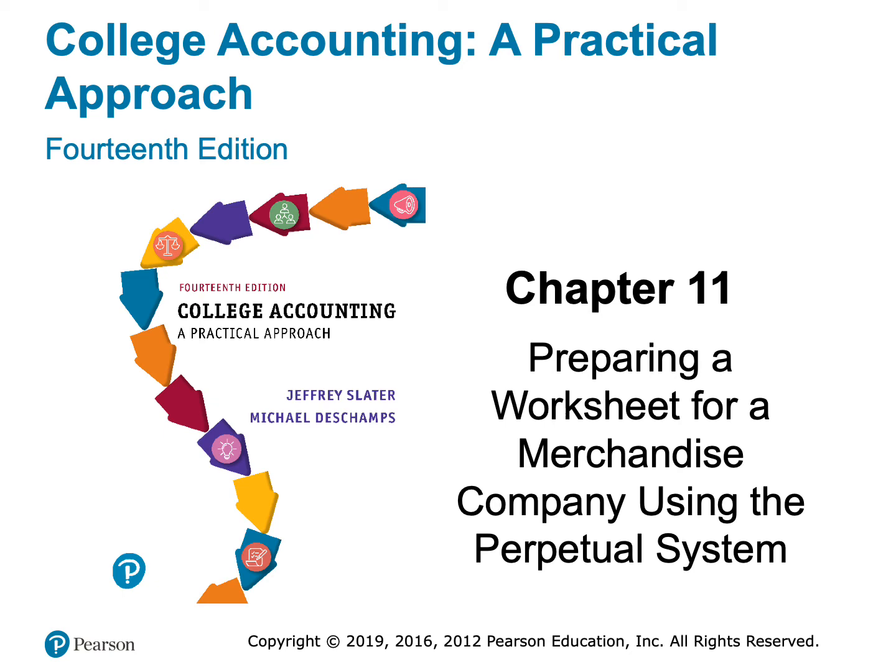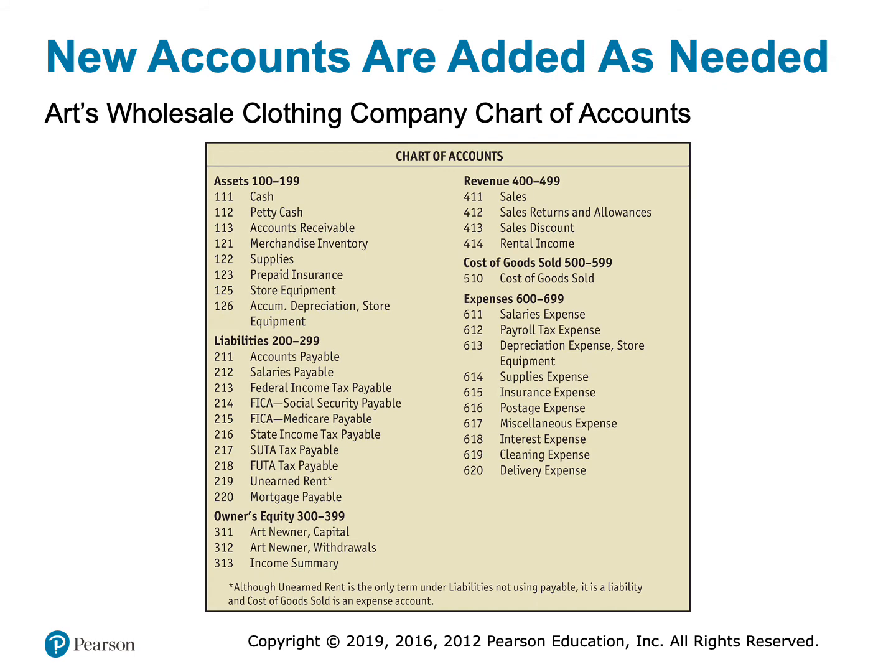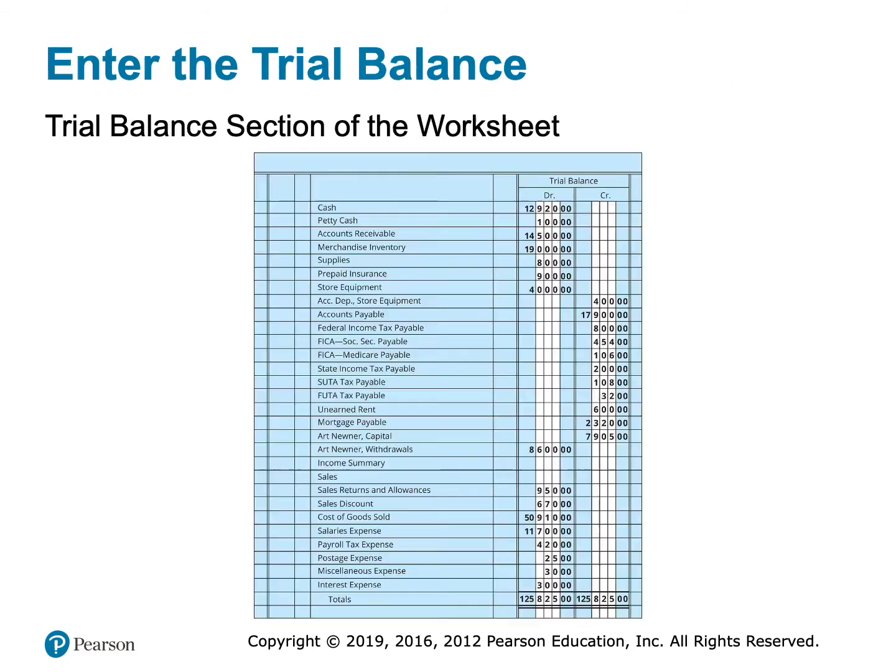So let's jump back into chapter 11 now. We're going to actually look at that worksheet now. Now remember, we have our chart of accounts, which lists all of the accounts that we're going to use in our company, and we'll add accounts to it as we need them. So this is just a list of all of our accounts. Remember, they're all numbered. This is the list of accounts that Art's Wholesale Clothing Company has.